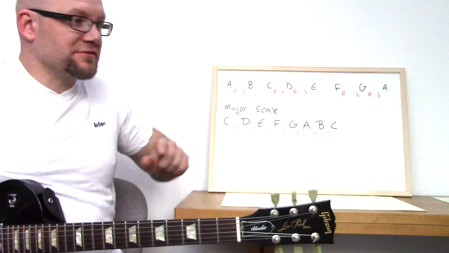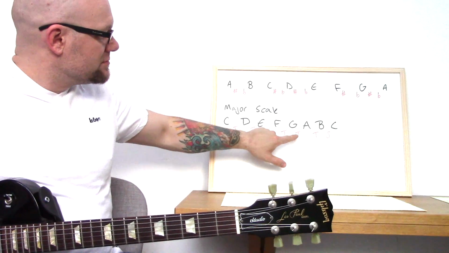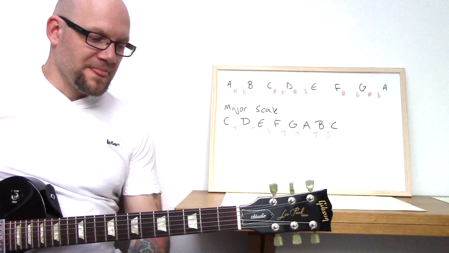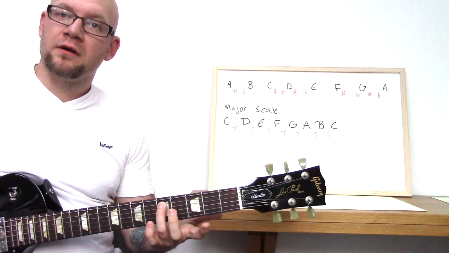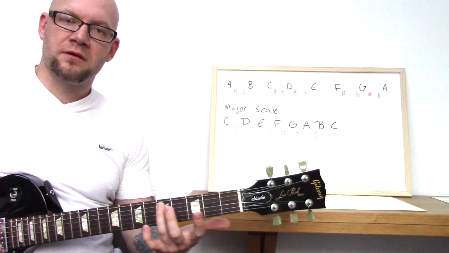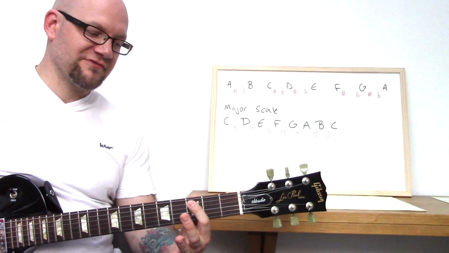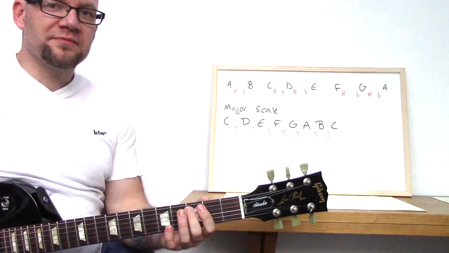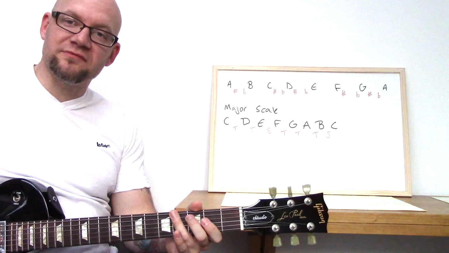Every major scale follows a pattern of tone, tone, semitone, tone, tone, tone, semitone. So if you're wondering what they are, a tone is an interval of 2 notes or 2 frets. A semitone is half of that, so 1 fret difference. So if I start in C, I'm going to play tone, tone, semitone, tone, tone, tone, semitone.